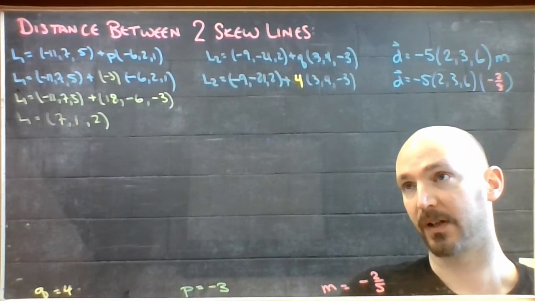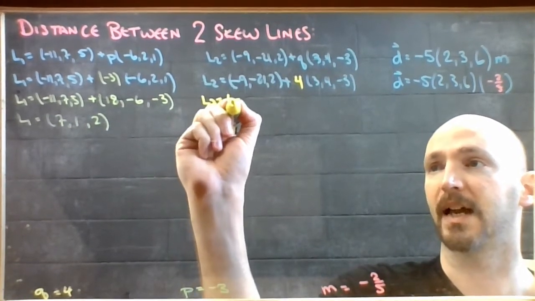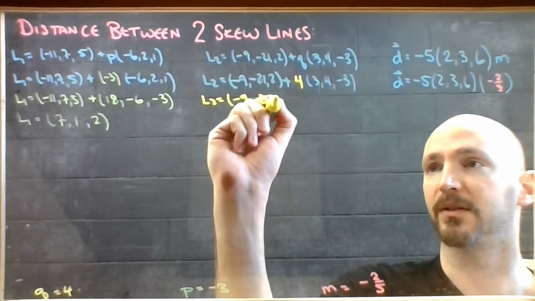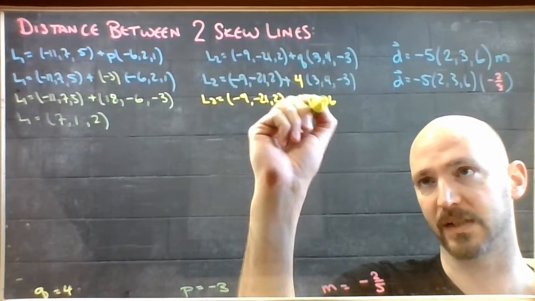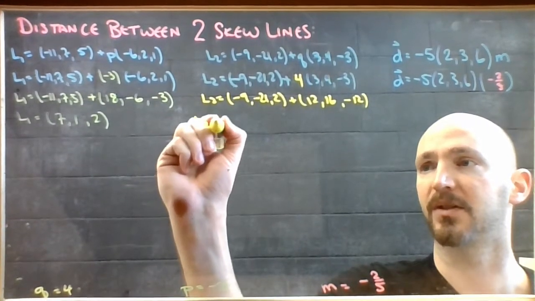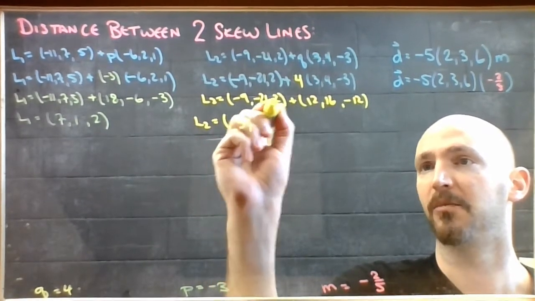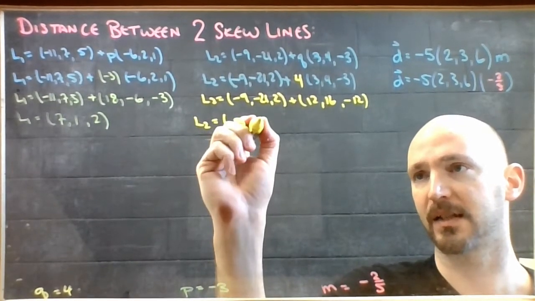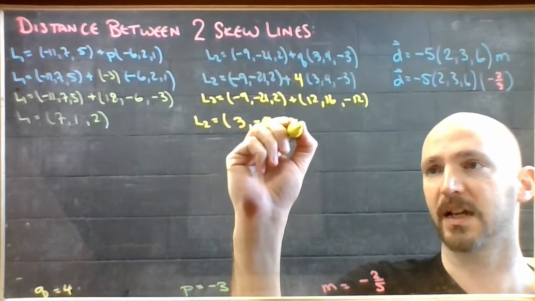In my next one, I have L2 is -9, -21, 2 plus 4 times 3, which is 12. 4 times 4 is 16. 4 times -3 is -12. So L2 is at -9 and 12, which would be 3. -21 and 16 would be -5. 2 and -12 would be -10.